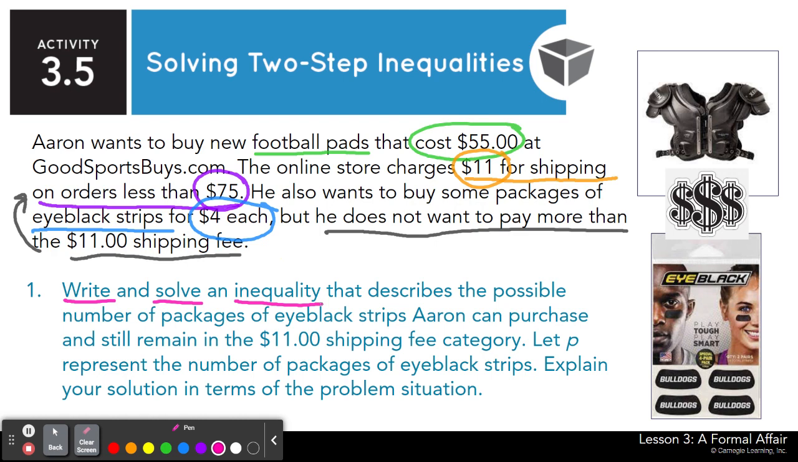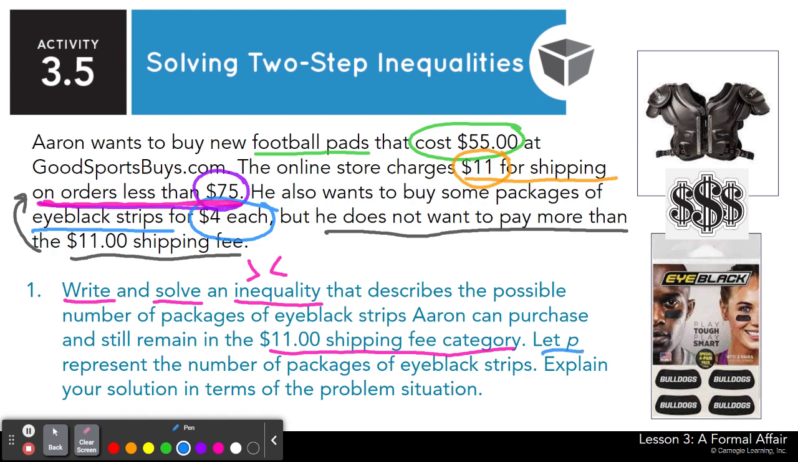If you break that word down, what does it sound like? Kind of sounds like unequal, and that's exactly what that means. It means that one side of the inequality is either greater or less than the other side. It's also important to note that he wants to remain in the $11 shipping fee category, which means his order has to be less than $75. And P is going to be the variable we use to represent the eye black strips.